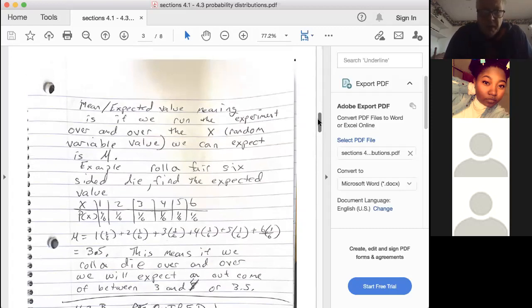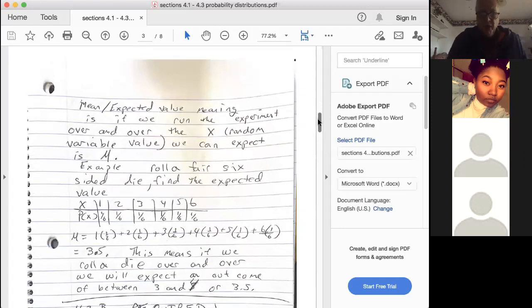So mean, expected value, meaning is, if we run the experiment, this is important, that's why I'm repeating this over and over again, if we run the experiment over and over, the X random variable value we can expect is mu, or the expected value.